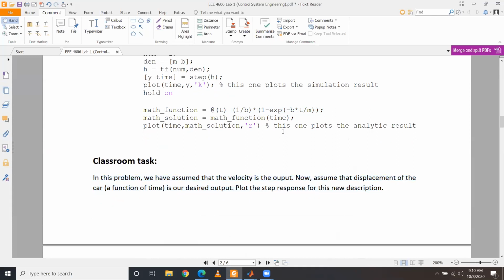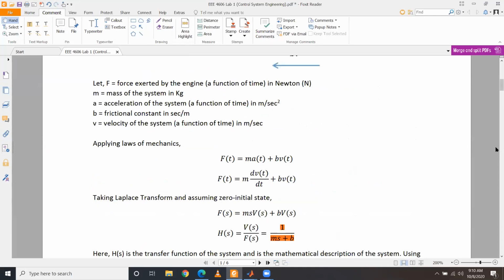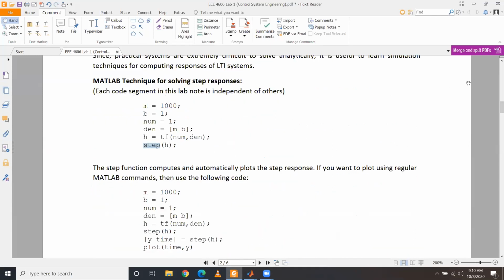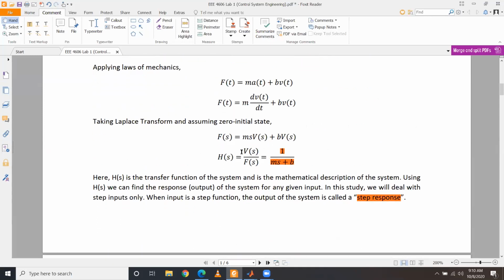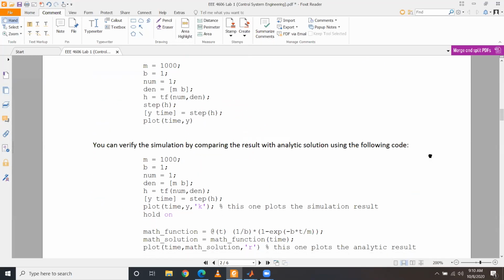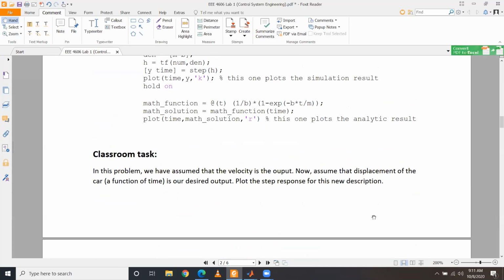The task is, you just have to plot the step response of the same system using any method, just use step directly, it doesn't matter. Plot the step response of this system, same everything, but you have to assume that the displacement is the output, not the velocity, and then show the step response. It's defined on page 2, classroom task. So do it and show me by sharing your screen. Everyone try this.